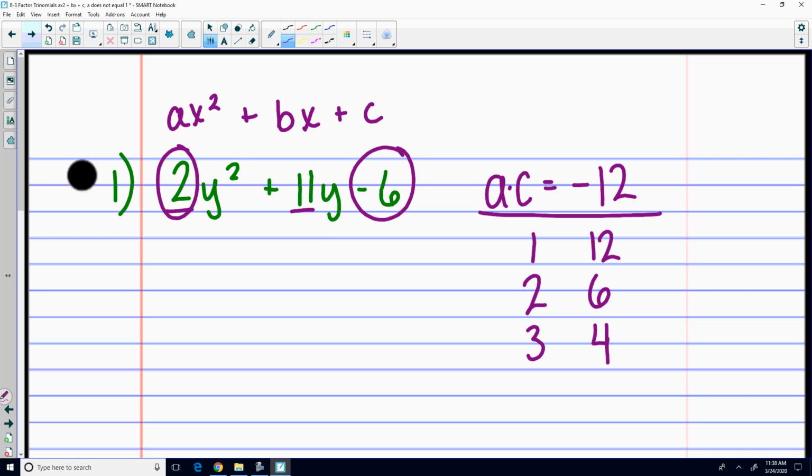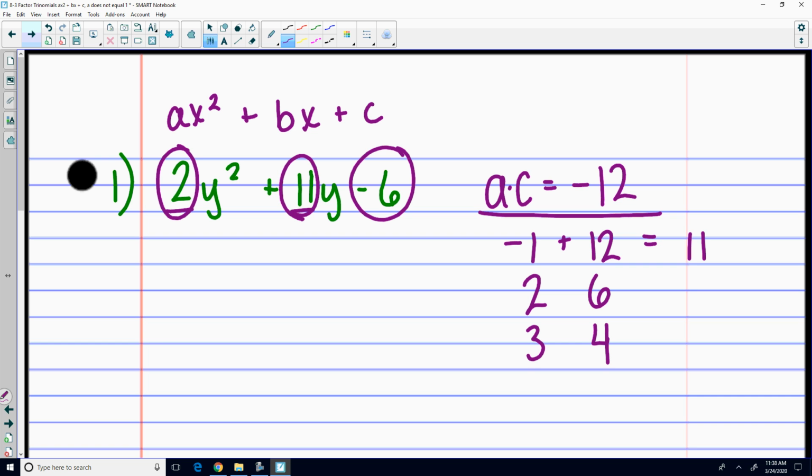Now, you don't have to do all that work if you already knew it was 1 and 12. I do need one of those 2 factors to be negative to multiply to negative 12, and I need to consider which one I want to make positive 11 here. So I'm going to use negative 1, positive 12. If I add those together, I would get positive 11, and that is what I want to get right here.